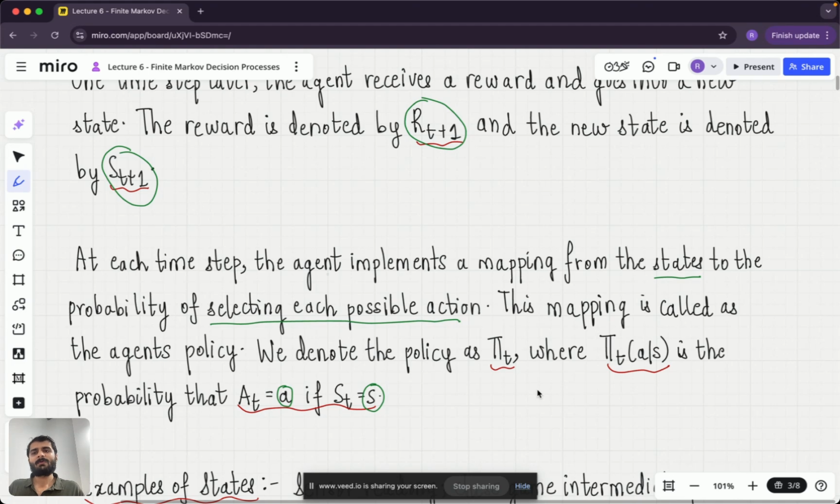In a way, the policy is what dictates what actions the agent is going to take whenever the agent receives a specific signal from the environment. And we denote this policy as pi of t. And this notation also you will see often, pi t a given s, which means that given the state s, the probability that action A is chosen is given by this policy. So A given S, action given the state S. That is how we have to read this symbol.